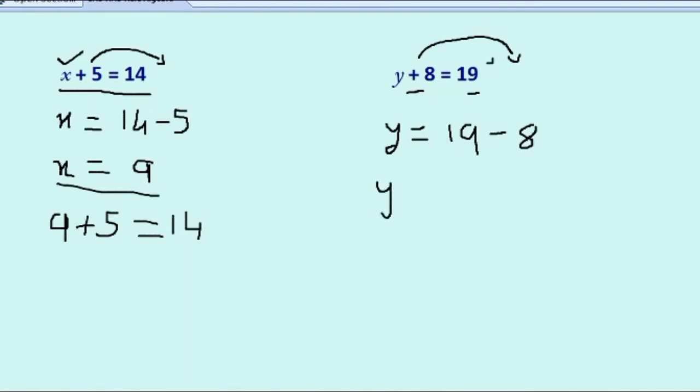So y equals 19 minus 8, which is 11. So the value of y is 11. Let's check it. 11 plus 8 is 19, right? Y is 11. If you put 11 here, 11 plus 8 will become 19.